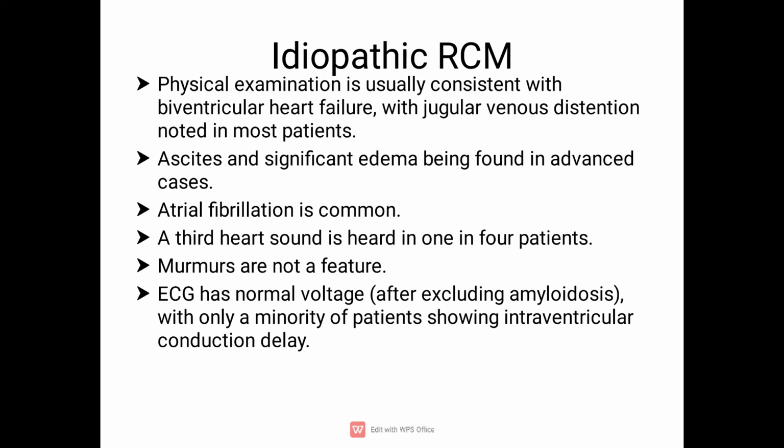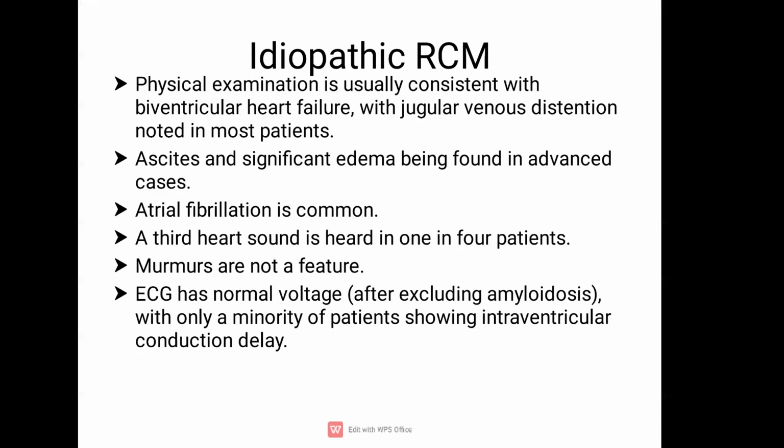Then murmurs are not usually a feature, except in those that have Loeffler endocarditis or those that have the infiltrative type. Those are the ones that you have more of the murmurs. Then for idiopathic restrictive cardiomyopathy, the ECG actually has a normal voltage, which is a differentiating factor from cardiac amyloidosis. Now, talking about the idiopathic type.